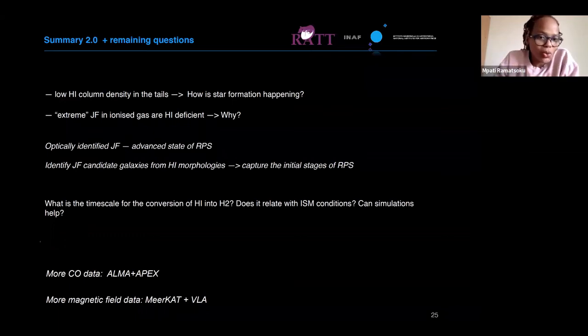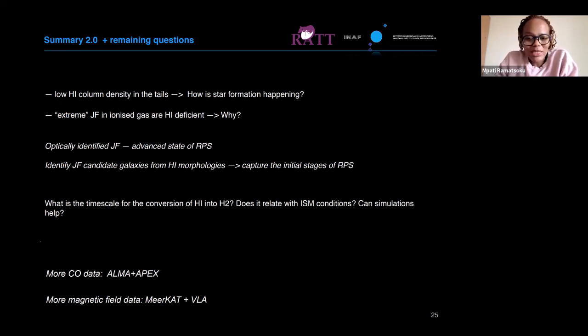One thing that we would like to do is to select candidate galaxies from H1 morphology and actually try to capture the initial stages of ram pressure stripping, to try and find out when a galaxy becomes a jellyfish, if you will. One thing we still don't know is what are the timescales for conversion of H1 to H2? How long does it take to convert H1 to H2? It must be short, because clearly this is occurring such that H1 is turned into H2 and then immediately you form stars.